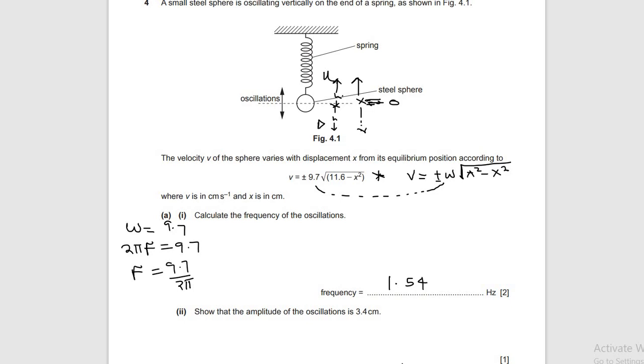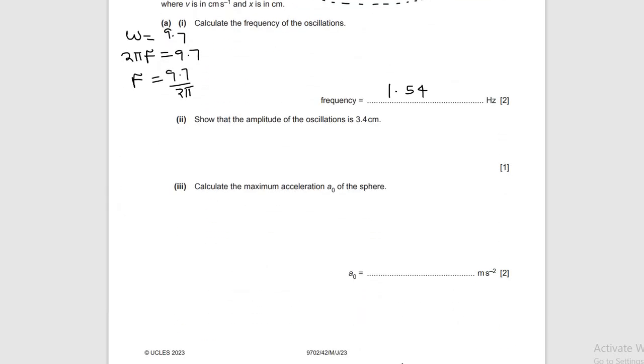The next one, show that the amplitude is 3.4. When you check it, 11.6 is in the position of A squared. So A squared is equal to 11.6, A equal to the square root of 11.6. That's 3.4 centimeters.